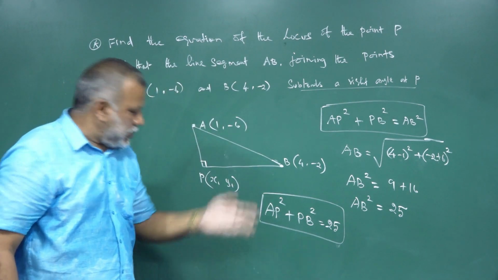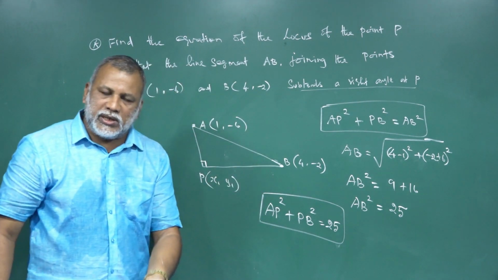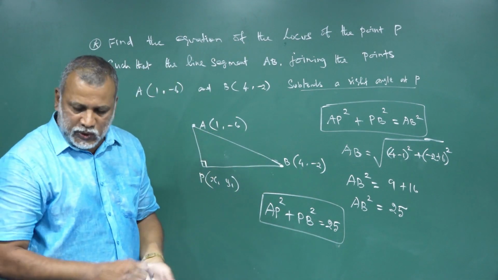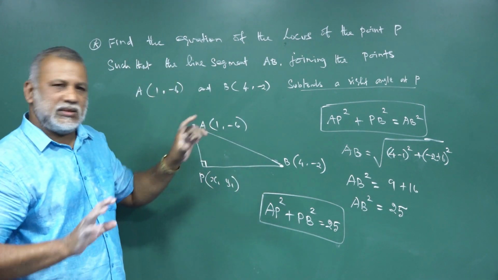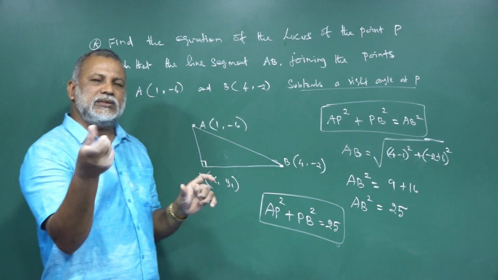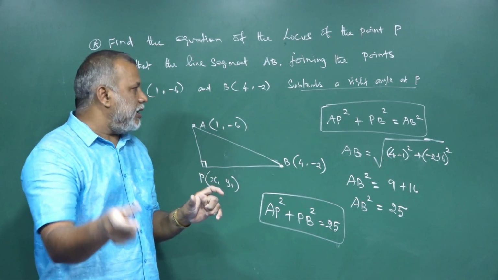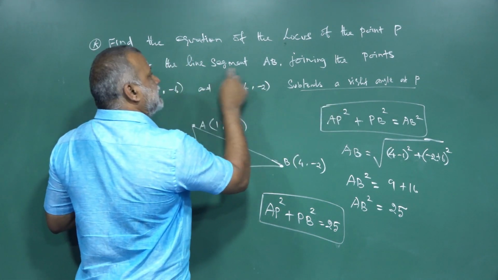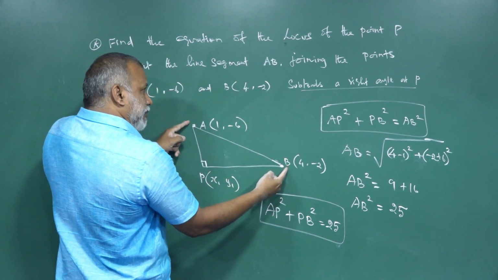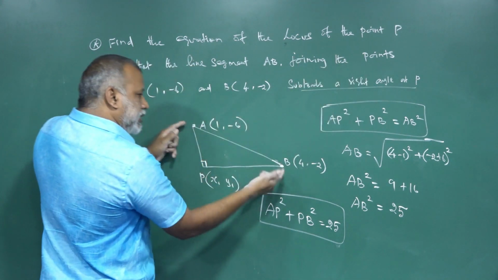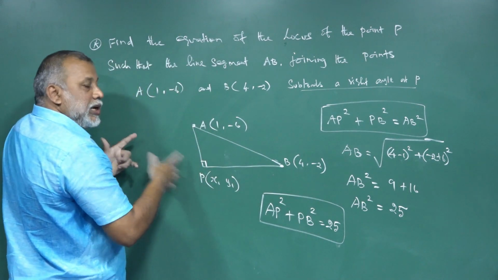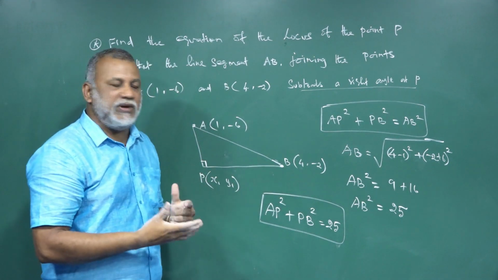Compare with the previous, AP squared plus PB squared equal to 20. Instead of that, we are having 25. So dear students, the same knowledge, same application, but they are giving a different idea. So sometimes a right angle at P. This is the line segment AB, joining the points A and B. So we are joining the points A and B. Sometimes a right angle at P, so you have to observe the given condition.